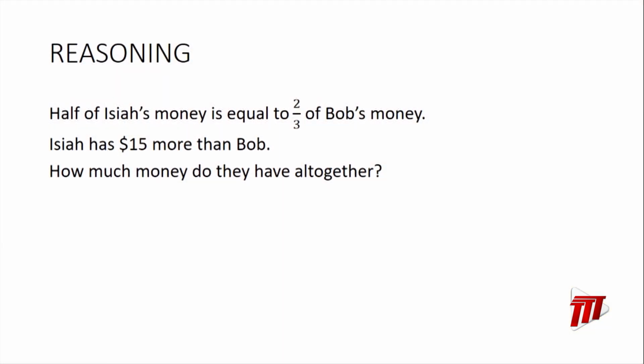Another question. Half of Isaiah's money is equal to 2/3 of Bob's money. Isaiah has $15 more than Bob. How much money do they have all together? So they're telling you that Isaiah has more money than Bob. So the plan is, if we could find out how much money Isaiah has, then we could work out how much money Bob has, and we could add the 2 of them.